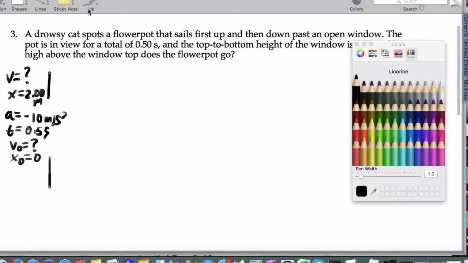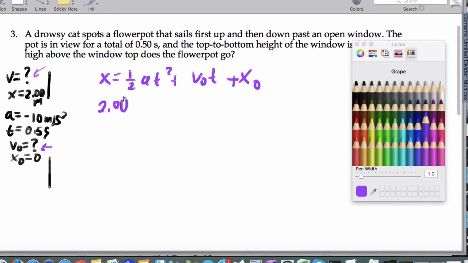So the way I'm going to begin this problem is I'm not even going to look at this last part about how high above the window does the flower pot go. I want to solve for whatever variables here that I can. So my velocity initial might be an unknown I could solve for. My velocity final. Let me just see what I can get though. So let's start with the position equation and see where it leads me.